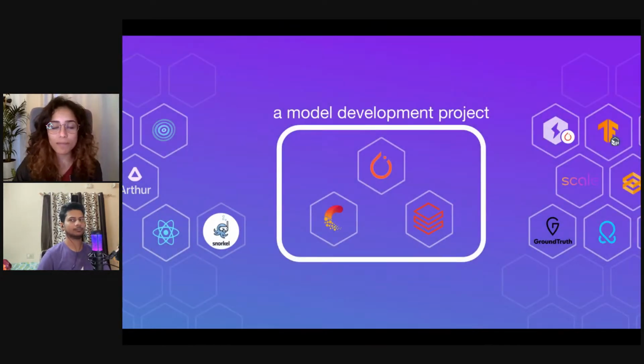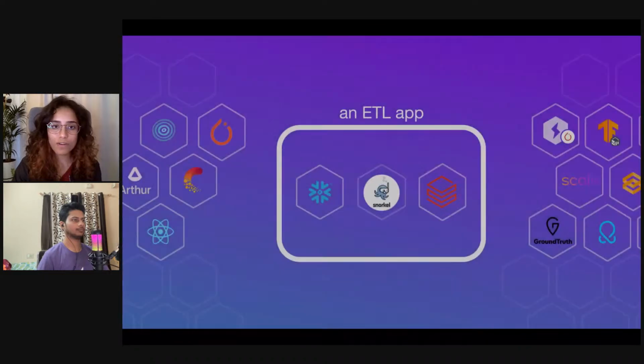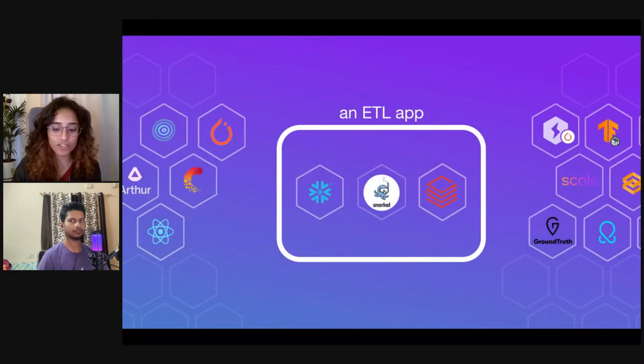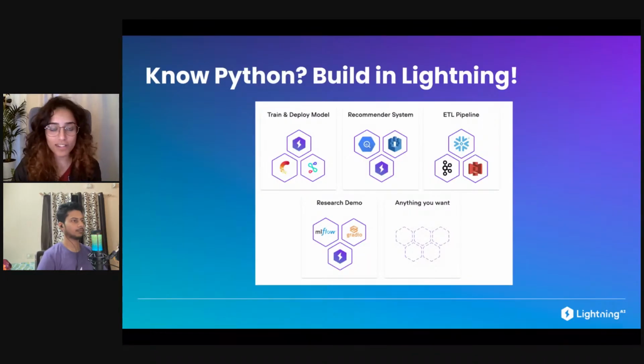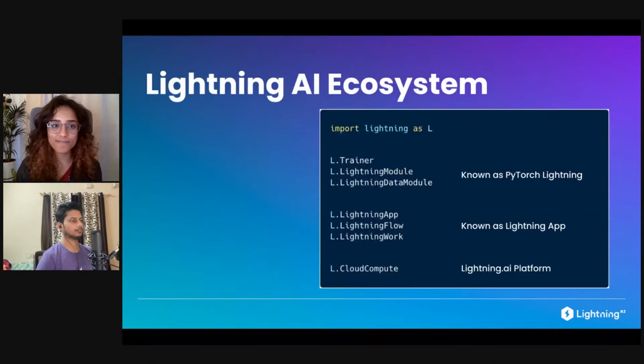So your app could be a model development project. So over here, I'm seeing an example with Comet, with PyTorch and Databricks. Or it could be even an ETL app. If you want to extract, transform, and load some data, build a data pipeline, you could do that as well. Or in this case, we're building a research demo. So over here, we have a research demo with MLflow, Gradio, and Lightning. But really, as long as you know Python, you can get started and build in Lightning. Whether you're training and deploying a model, or you're building a recommender system, an ETL pipeline, a research demo, or whatever you'd like to build next.